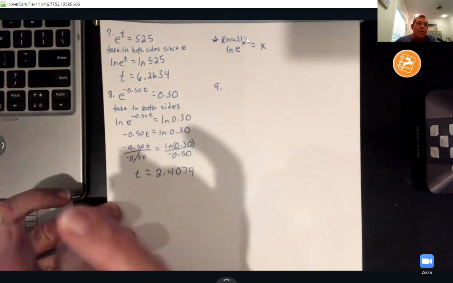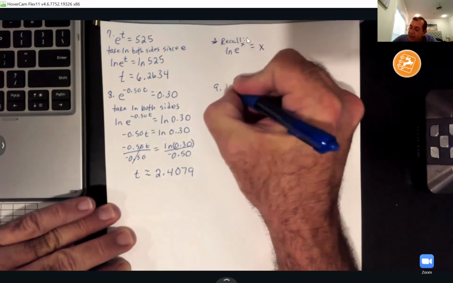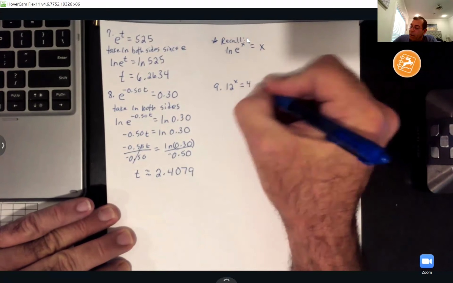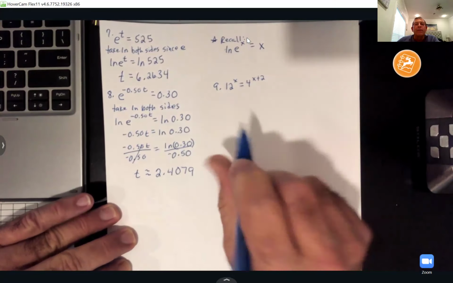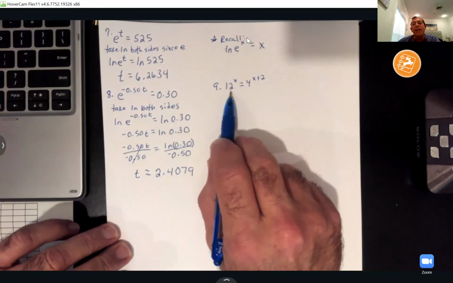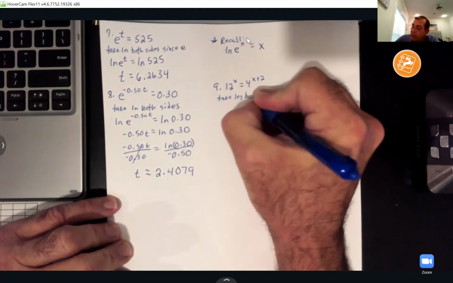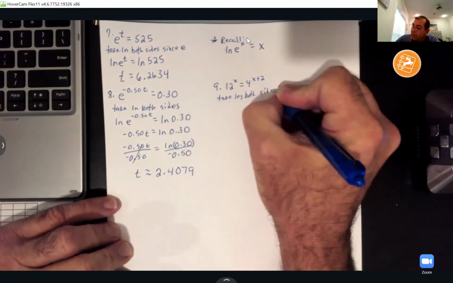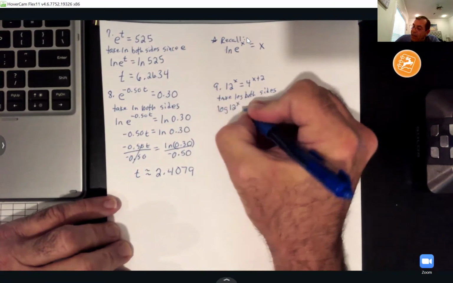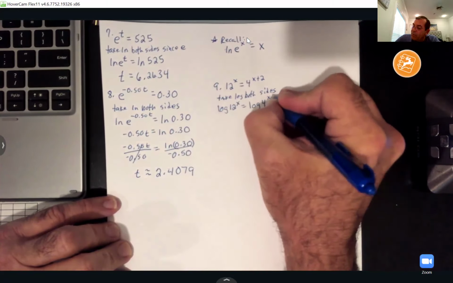All right, so the last one of the exponentials, and I don't really care for this one either, but they got it in there. 12 to the x equals 4 to the x plus 2. So y'all, once again, I can't rewrite those, so I'm going to take a log of both sides. So I'll have a log of 12 to the x equals a log of 4 to the x plus 2.